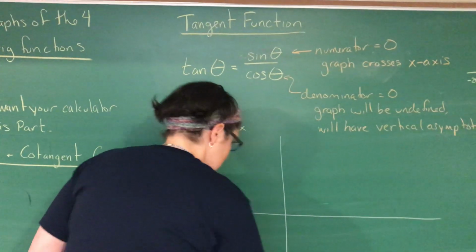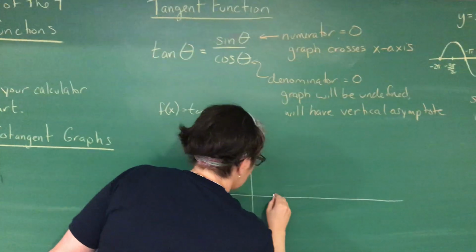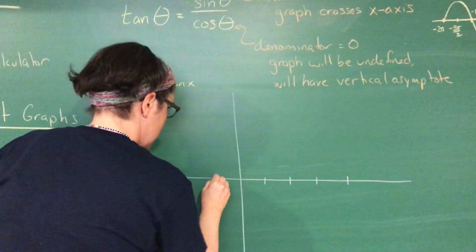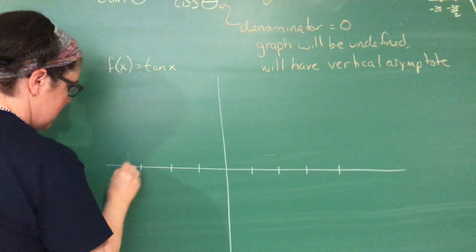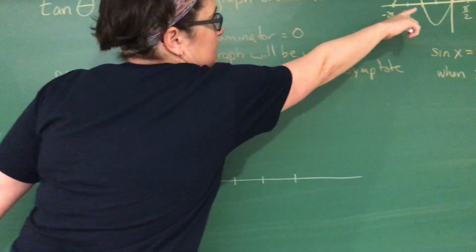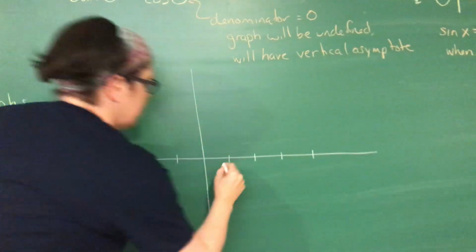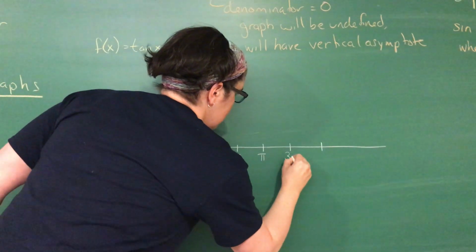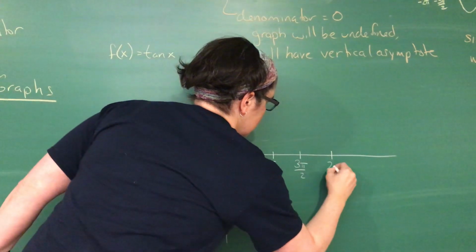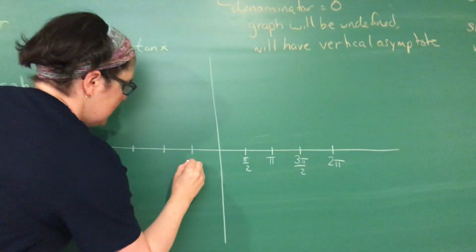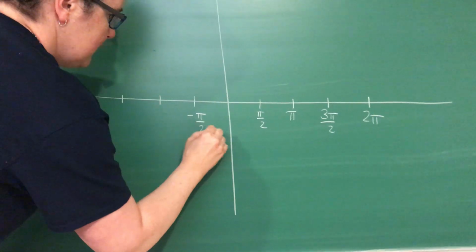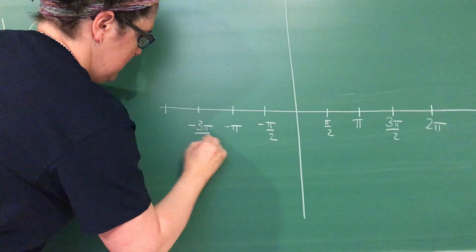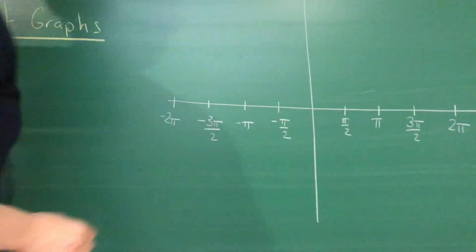So maybe I should mark a few of those on our graph. So we can mark some important features on our tangent graph, and I'll start by labeling all of these same x values that we had on the sine function. We have pi over 2, pi, 3 pi over 2, and 2 pi, and also the negative versions, negative pi over 2, negative pi, negative 3 pi over 2, and negative 2 pi.